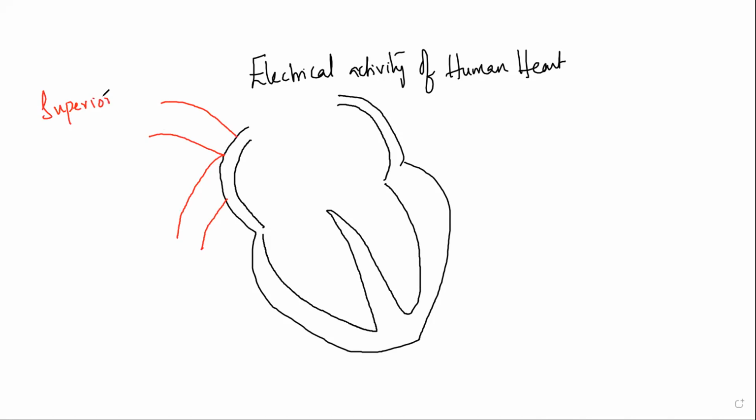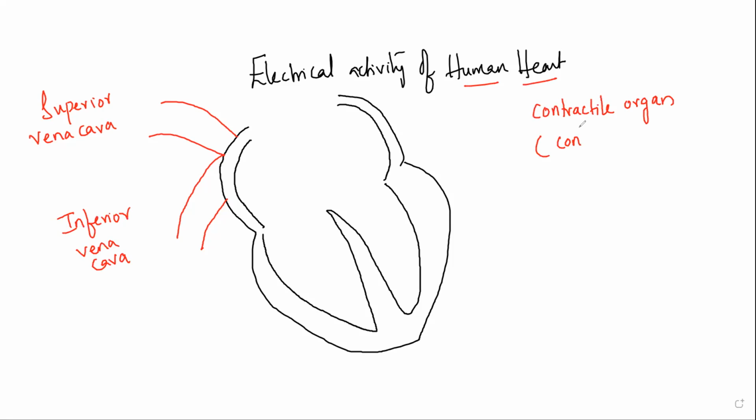The blood from the head and neck is brought by the superior vena cava, and the deoxygenated blood from the trunk and the limbs is brought by the inferior vena cava. Okay, we all know that the human heart is a contractile organ, which means that it is going to contract and relax. It's a contractile organ.